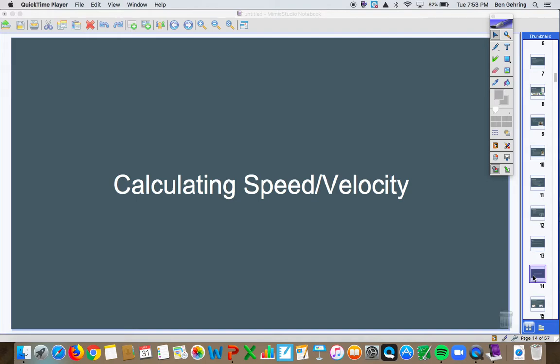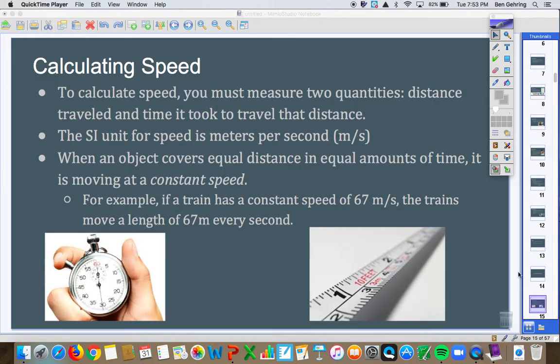So for starters, to calculate speed, we have to know two different things. We have to know distance, and we need to know the time that the object was moving. So two things you need to know, two quantities. We need to know distance and we need to know the time it took to travel that distance. Our SI unit, our base unit for speed, important thing for you to remember, is meters per second.